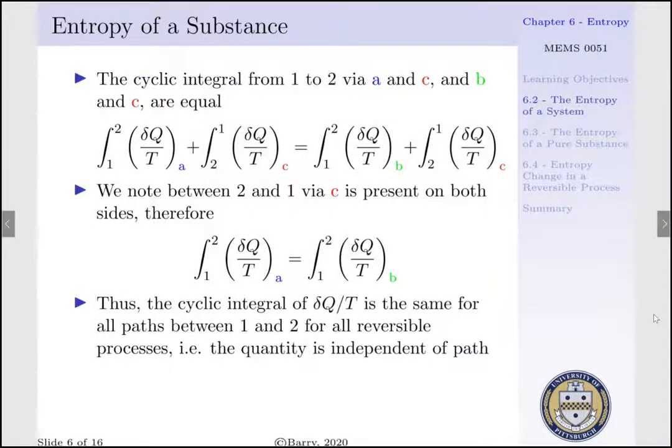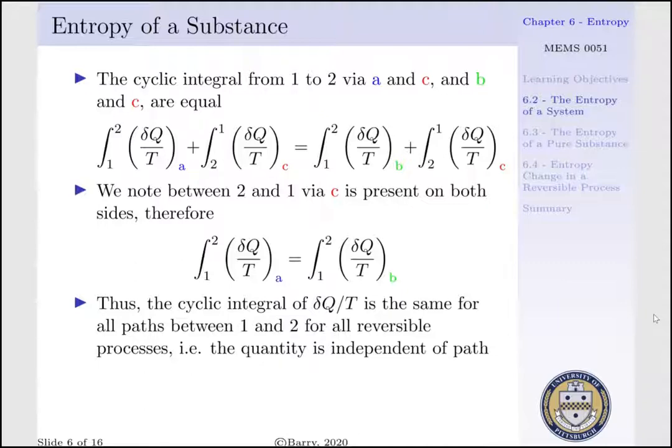The cyclic integrals for the cycle via paths A and C and the cycle via paths B and C are both equal. That is, both of the equations had an identical left-hand side, so we can equate the right-hand sides of those equations. We'd have the integral from state 1 to state 2 of delta Q per T via path A plus the integral from state 2 to state 1 of delta Q per T via path C being equal to the integral from state 1 to state 2 of delta Q per T via path B plus the integral from state 2 to state 1 of delta Q per T via path C.